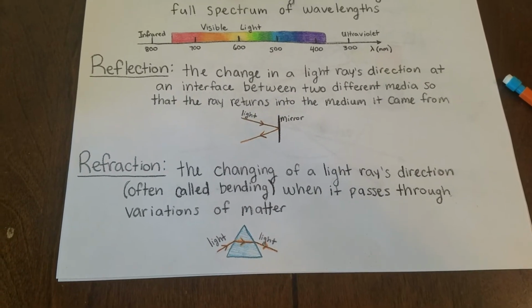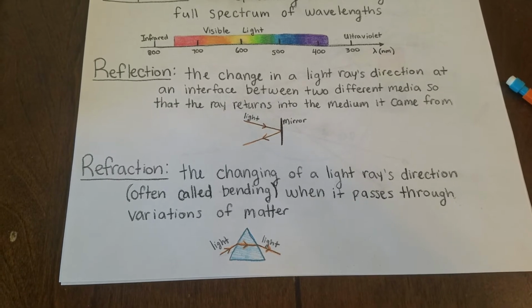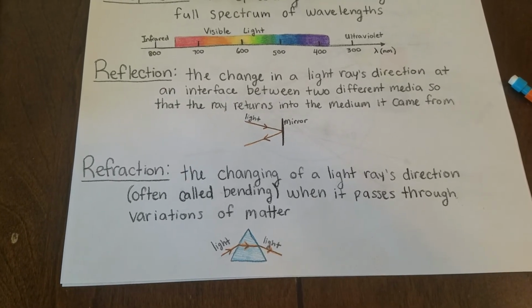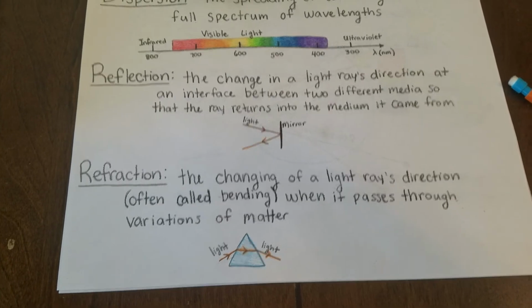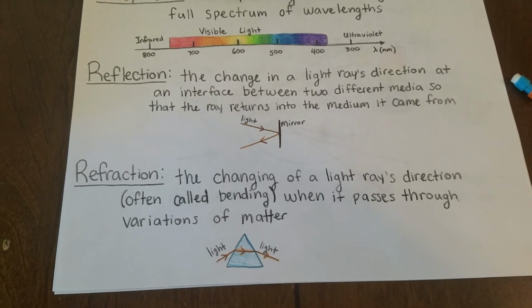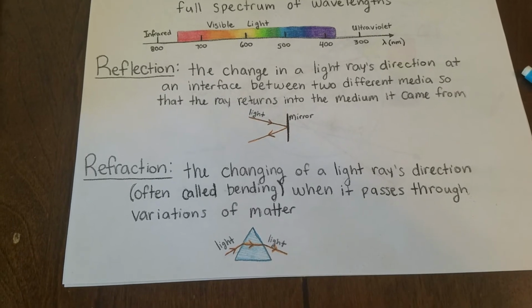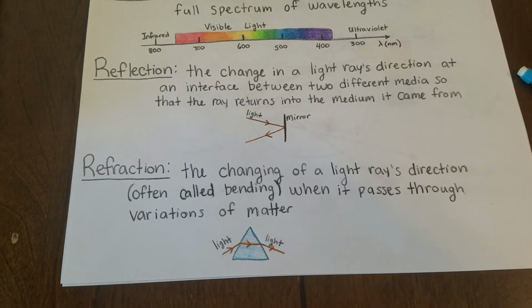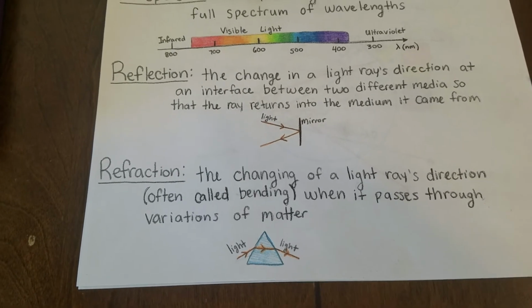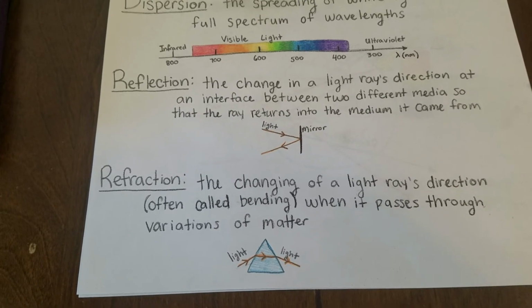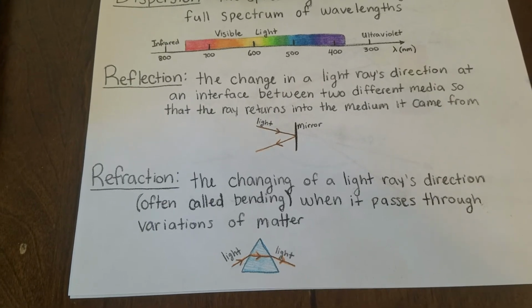Reflection is the change in a light ray's direction at an interface between 2 different media so that the ray returns into the medium it came from. In layman's terms, reflection is when light is traveling, for instance, through the air and runs into a mirror. It will bounce back from the direction that it came, and that's called reflection.